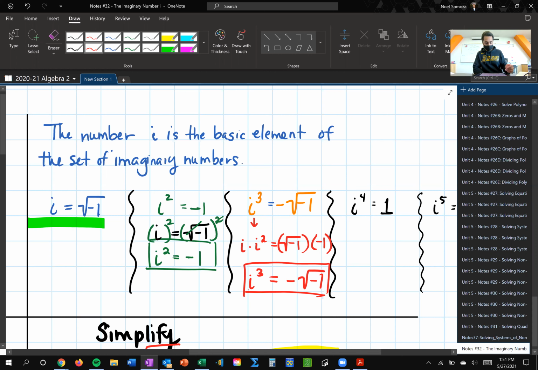Then we get to i to the fourth. You would agree that i to the fourth is the same thing as i squared times i squared. Well, what is i squared? i squared is -1. So this is like saying -1 times -1. And we get +1. So i to the fourth is just equal to 1.